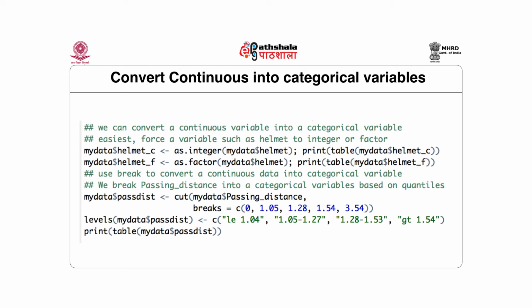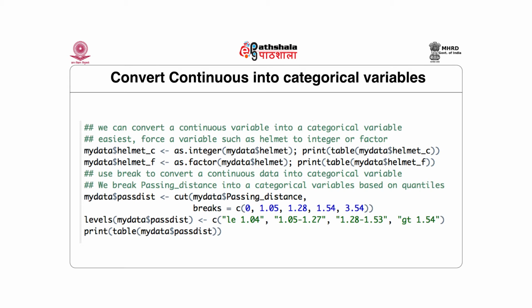Beyond this, there is another way in which you can convert a continuous variable into a categorical variable by using a very simple function called cut. Here I have provided you with an example where you can use the function cut, and then you can take a double. This time it is passing_distance as a continuous variable, and then you can specify the breakpoints with which you're going to cut the particular variable.